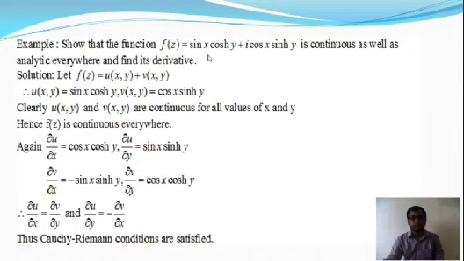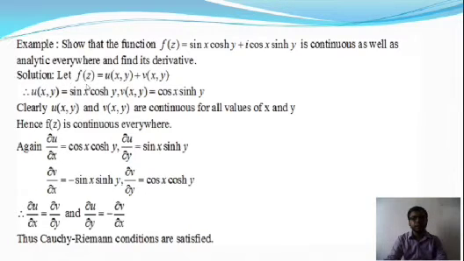First of all, we are going to find the partial derivatives with respect to x and y for u and v. If they satisfy the Cauchy-Riemann equations, that is, del u del x equals del v del y and del u del y equals minus del v del x, then we will say this function is analytic, otherwise it is not analytic. So let's start with the solution.